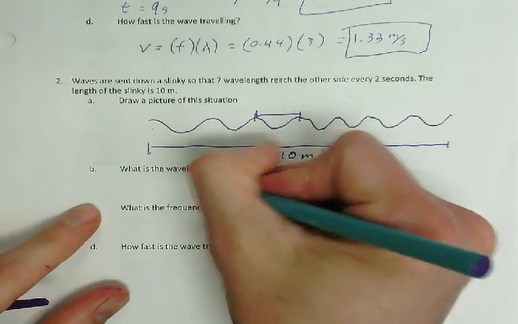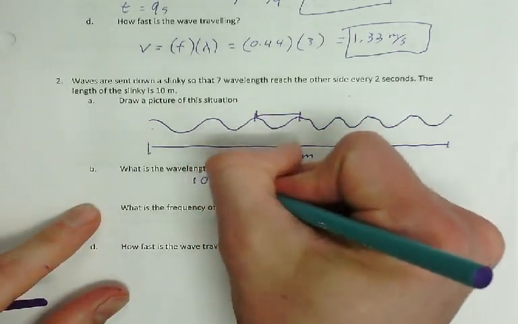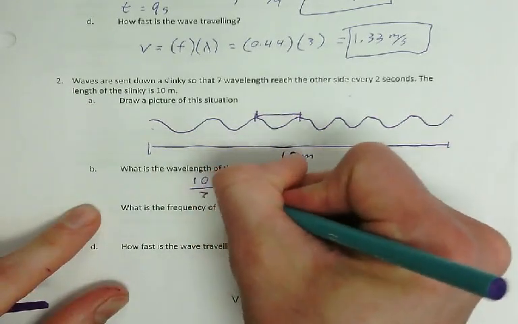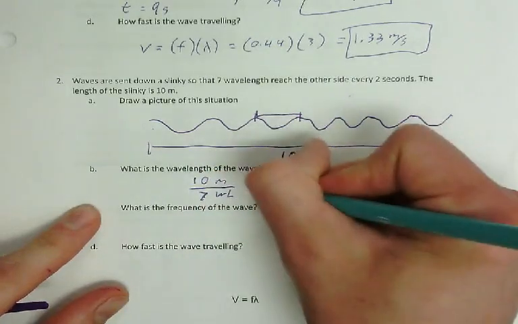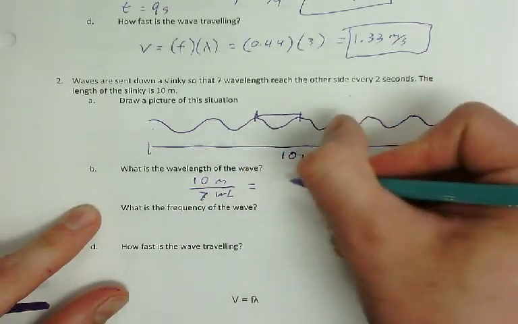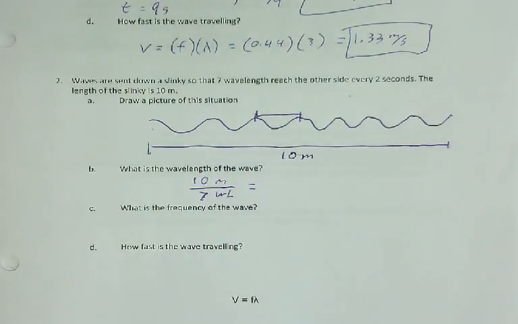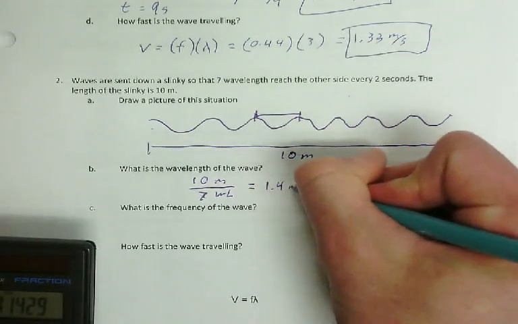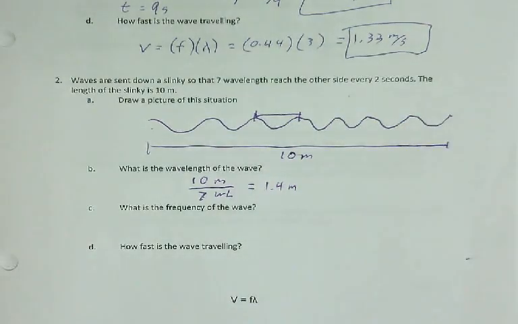So we know the total distance is 10 meters. And we know the total number of wavelengths is 7. So we want to find just one wavelength. We would divide those two. And we get, was it 1.4 or something like that? 1.4. So there would be one wavelength.